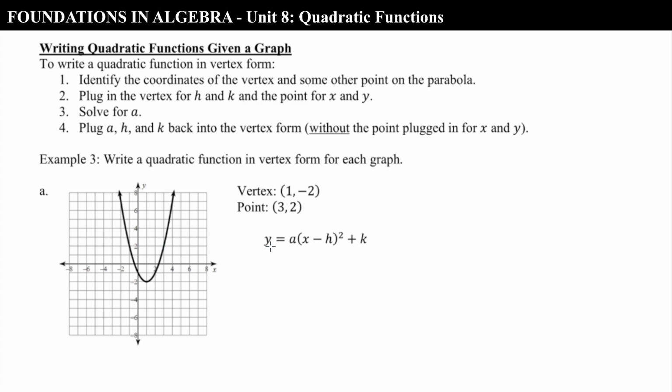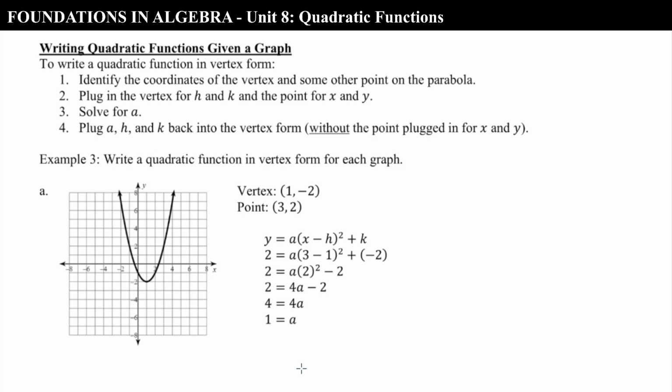So in place of y, we're going to put 2. In place of x, we're going to put 3. That's from our point. In place of h, we put 1. And in place of k, we put -2. And so then we go and solve. 3 minus 1 is 2. We go ahead and make this -2 on the end. 2 squared is 4, so we got 4a. Add 2 to each side, and then divide by 4, and we get a equals 1.